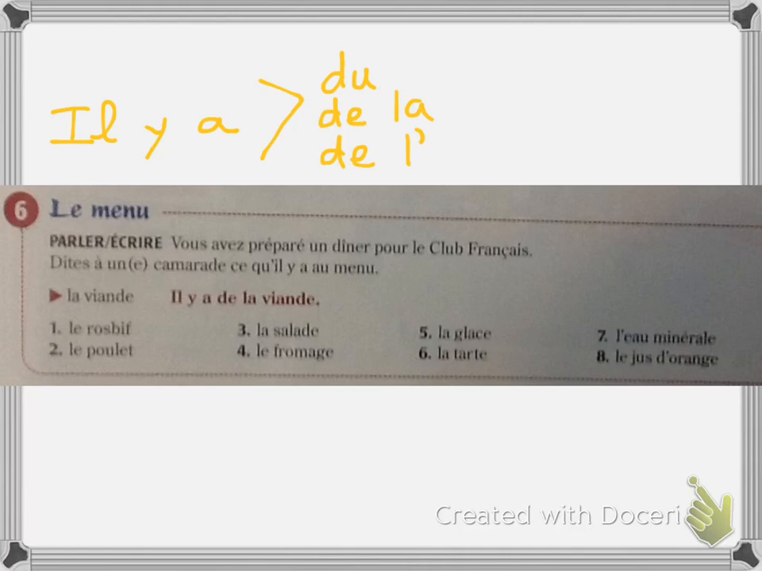Il y a du roast beef, right? Du because it's masculine, right? So remember, if I have a le, it's going to become du, right? If I have a la, it's going to become de la. And again, if I have a vowel or a silent H, it's going to become de l'. 2. Il y a du poulet.